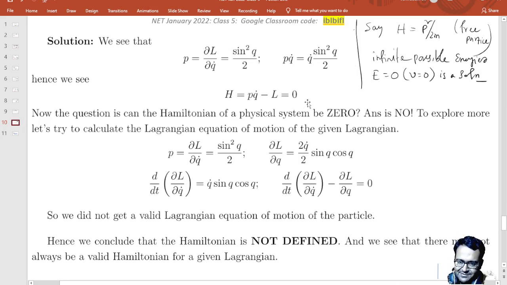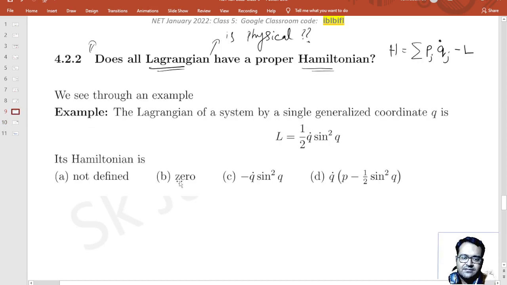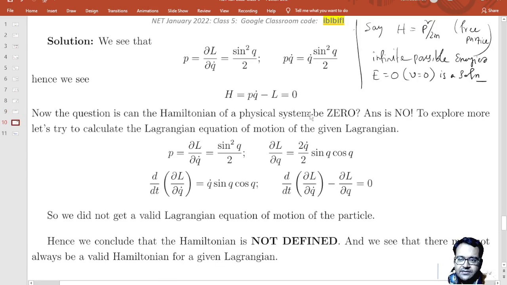The Hamiltonian may not be 0. The energy of a system may be, of course, 0, positive, or negative, whatever. But you don't get an analytic Hamiltonian here. So the Hamiltonian is 0. Now the question is, can the Hamiltonian of a physical system be 0? No, for a physical system it may not be 0. So the Hamiltonian of this problem should be undefined. It is not 0, it is not defined. So we may explore a little bit.